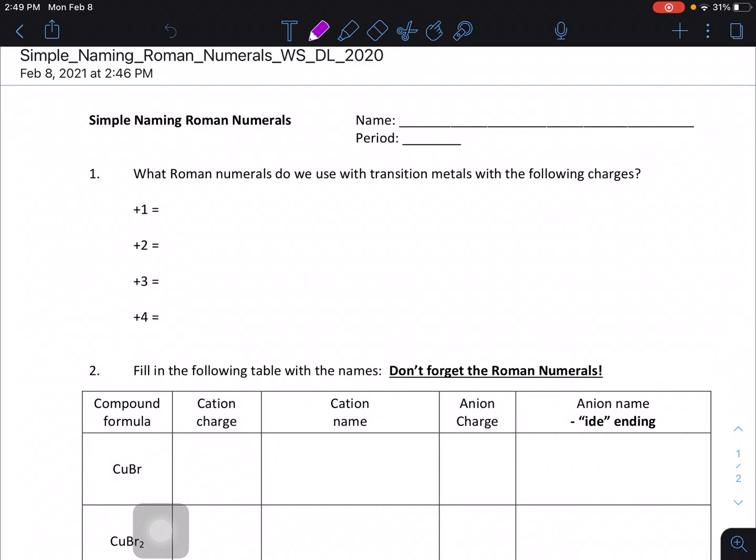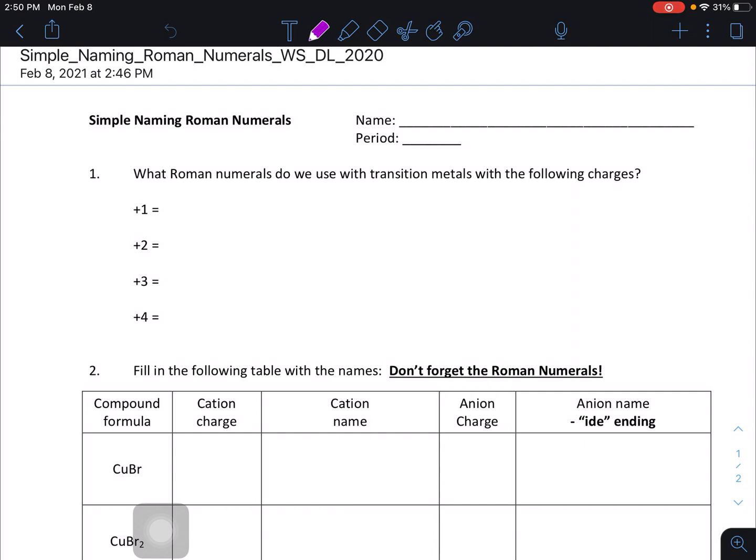All right, chemistry students, I'm going to go over some examples here for our worksheet, simple naming Roman numerals. These are for naming ionic compounds that have a transition metal as a cation. The transition metals can have numerous charges, and we're going to practice writing the names of these ionic compounds that have a transition metal in them.